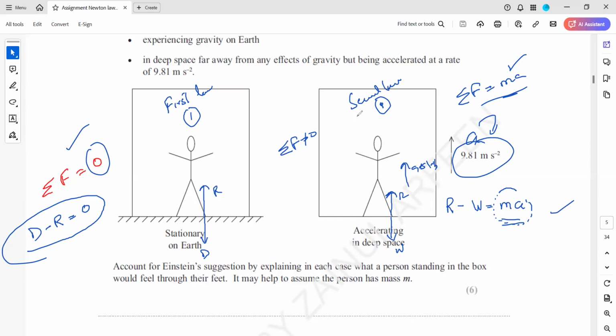Is it clear? Discussion? Anyone having a doubt or a question up to this point?